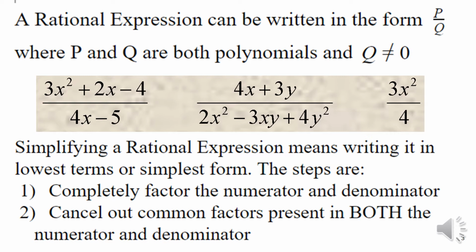So to simplify a rational expression means that we need to write it in the lowest or simplest of forms. Therefore, we need to factor out the numerator and the denominator and cancel out common factors that are present in both the numerator and the denominator.